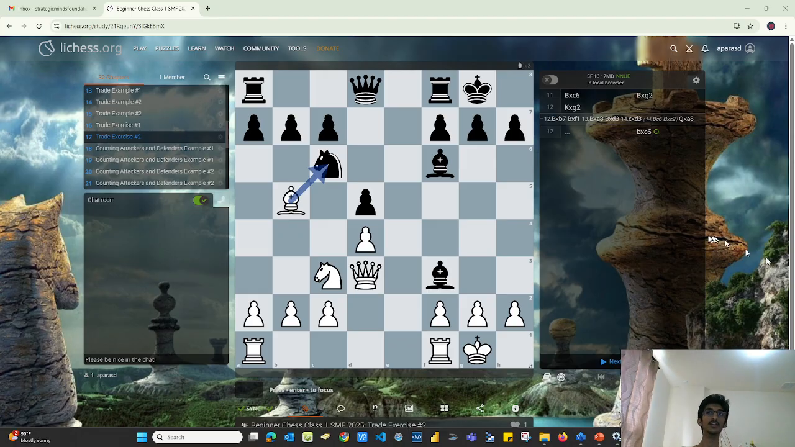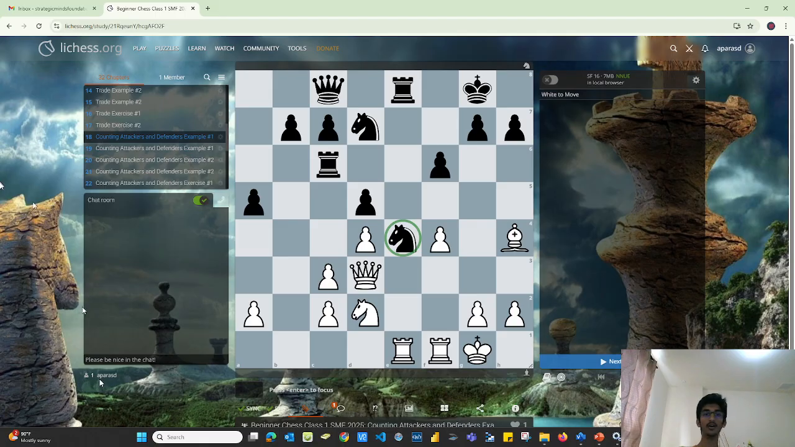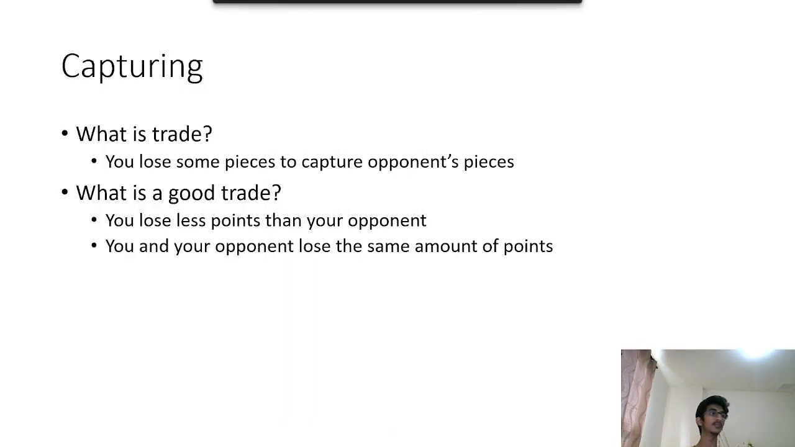But this is a fair trade because when you capture, then after what happens is that, okay, actually, oops. So this trade is fair, and then you can just capture back. You lose three and then you get three. I'm gonna move this out of the way.